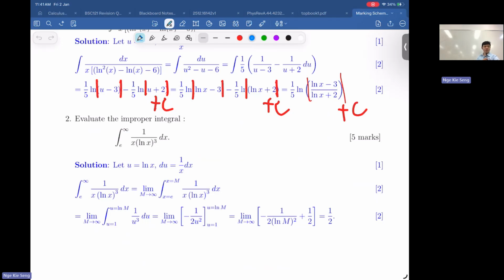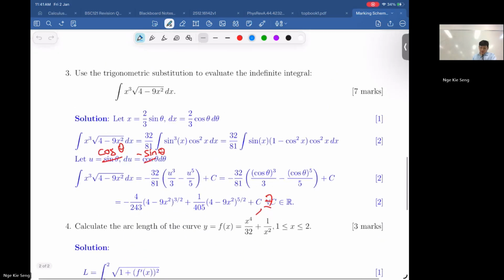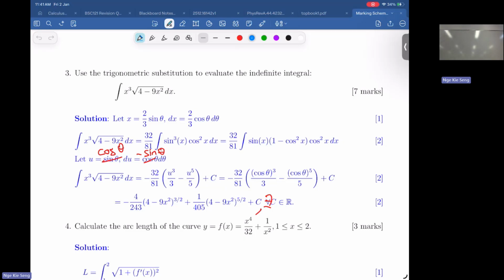ln m, when m goes to infinity, goes to infinity. So you divide by a very big number, so you get 0. Part 3 is also kind of straightforward, maybe a bit tricky where we put a 9 in front of x squared, but this is a very similar question to your lecture notes. So instead of setting x equal to a over tan theta, but the a here is a fraction now, or you set 3x equals 2 sine theta.